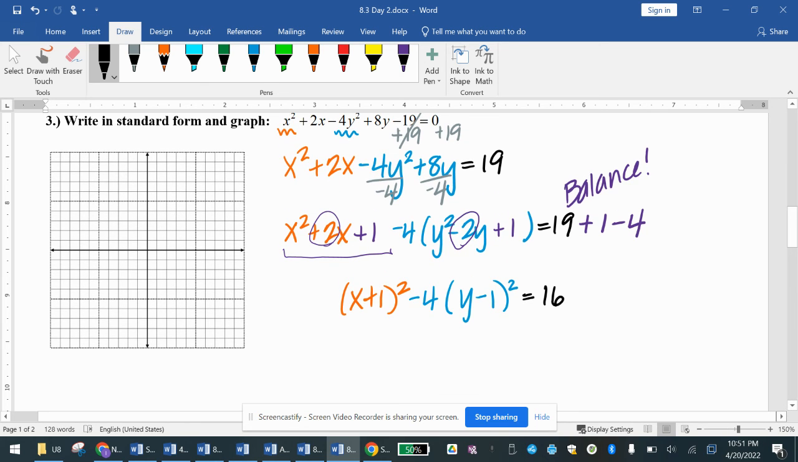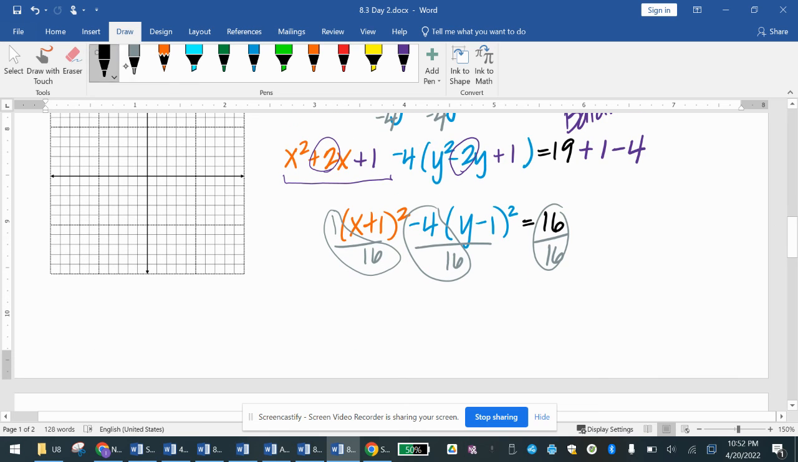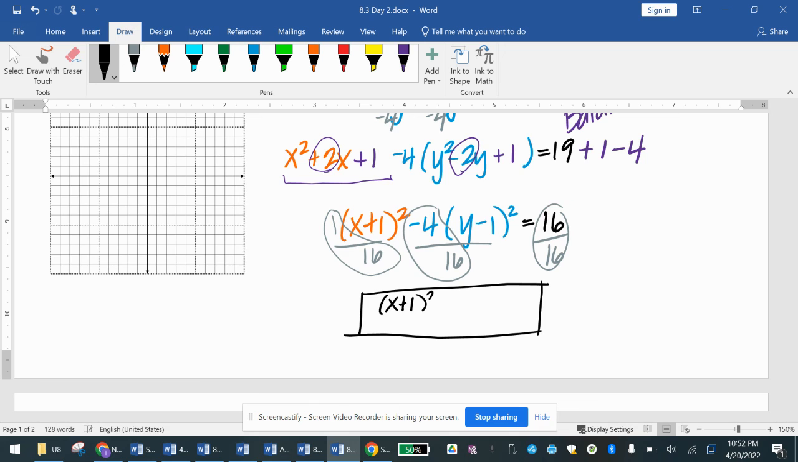And then remember that for ellipses, you need to have it equal 1. So I'm going to go ahead and divide everything by 16. So now you just reduce, reduce, reduce. So x plus 1 quantity squared over 16. -4 divided by 16 reduces to -1/4. So I'm not going to put the 1, but you're more than welcome to do so.